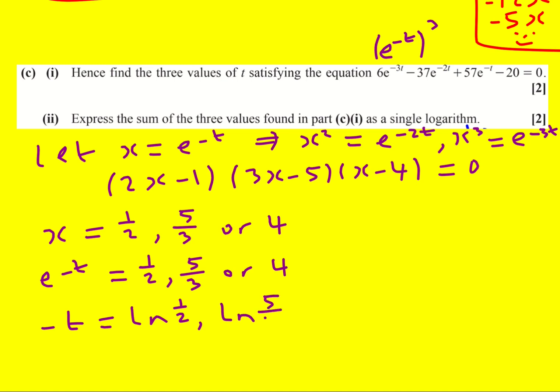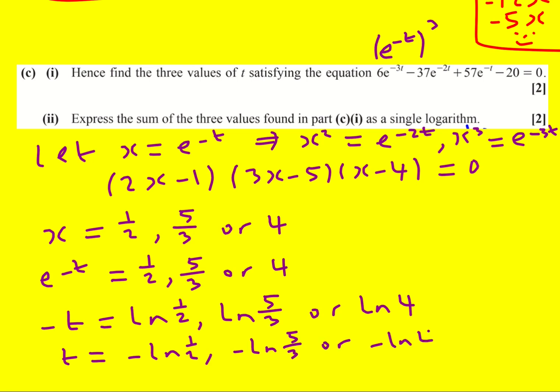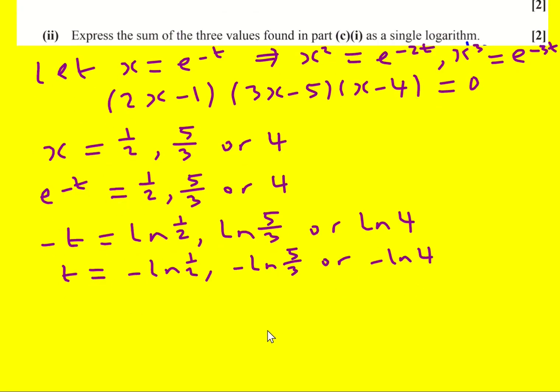You get ln 5 over 3 or ln 4. And that's going to mean that t is equal to minus ln a half, minus ln 5 over 3, or minus ln 4. And that would be a completely valid answer.